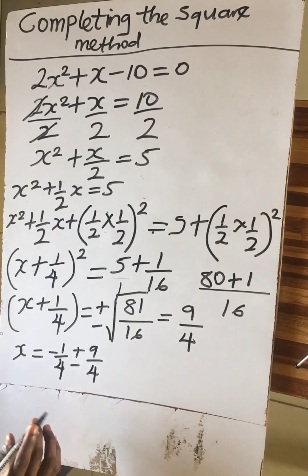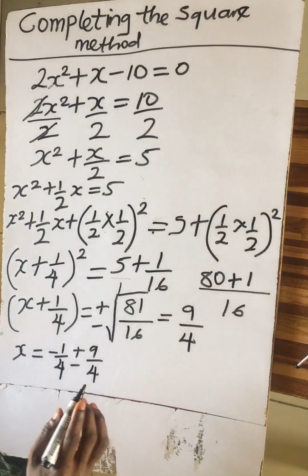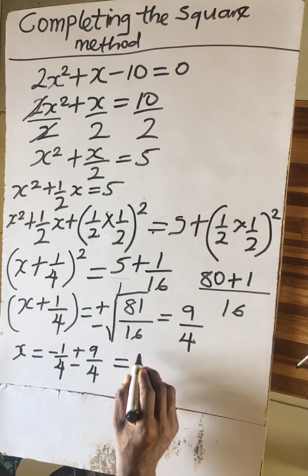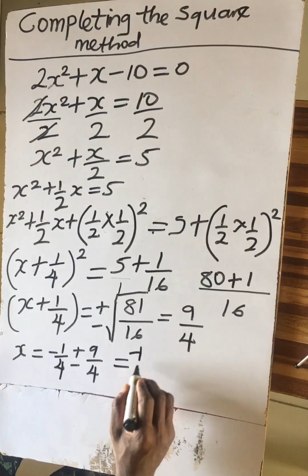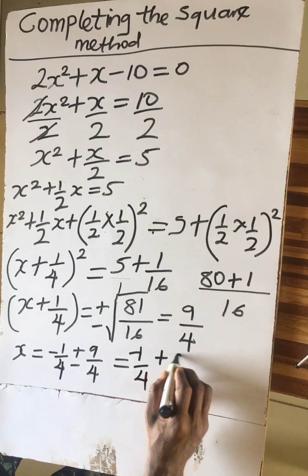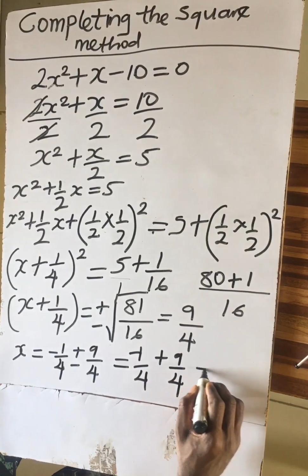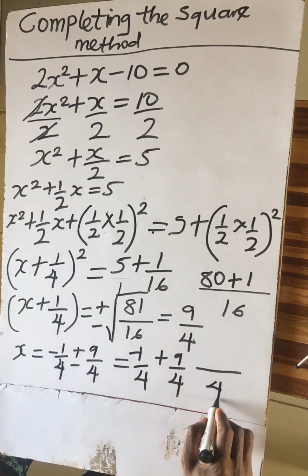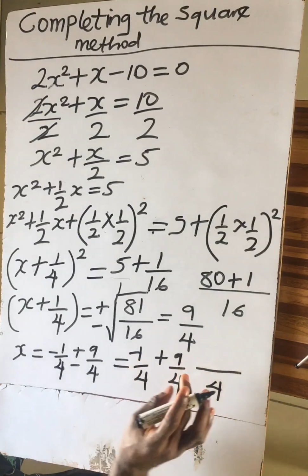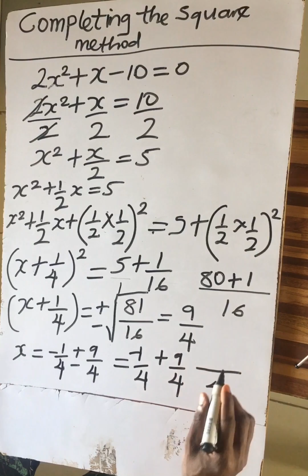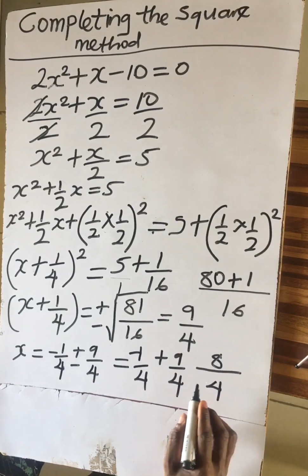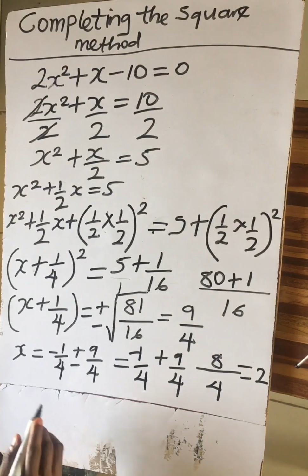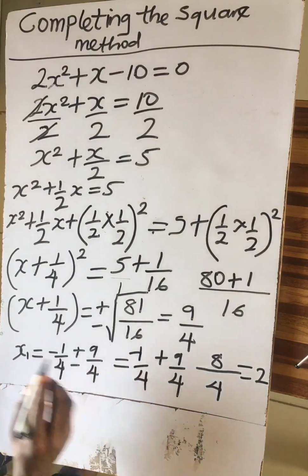So let's first of all take the addition. We have x equal to minus 1 all over 4 plus 9 all over 4. When we have the same LCM, we bring out 4. The addition of minus 1 plus 9 is 8. So we have 8 over 4, and we have 2 as our first answer. So for the first one, we have x1 to be 2.